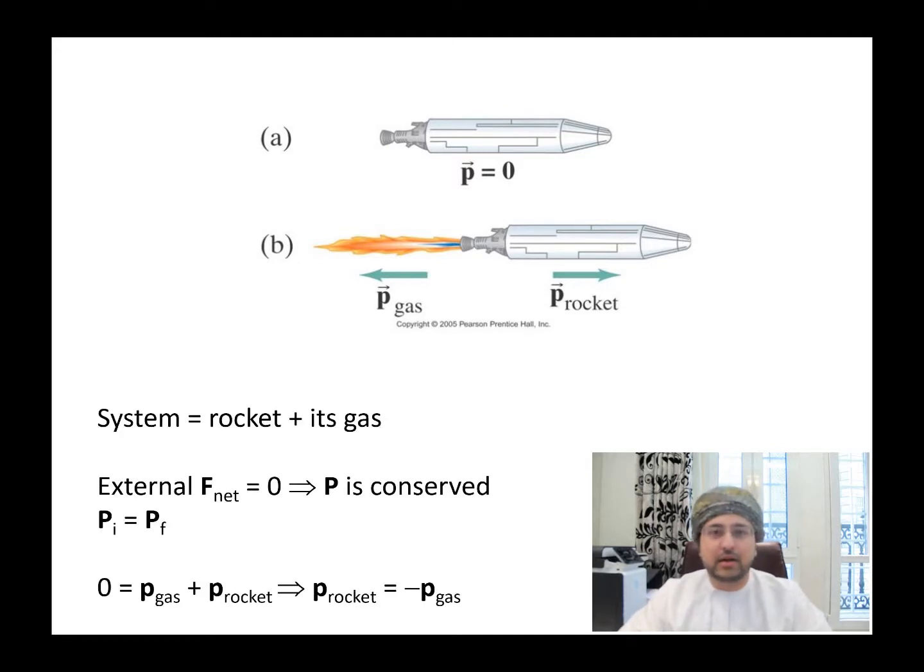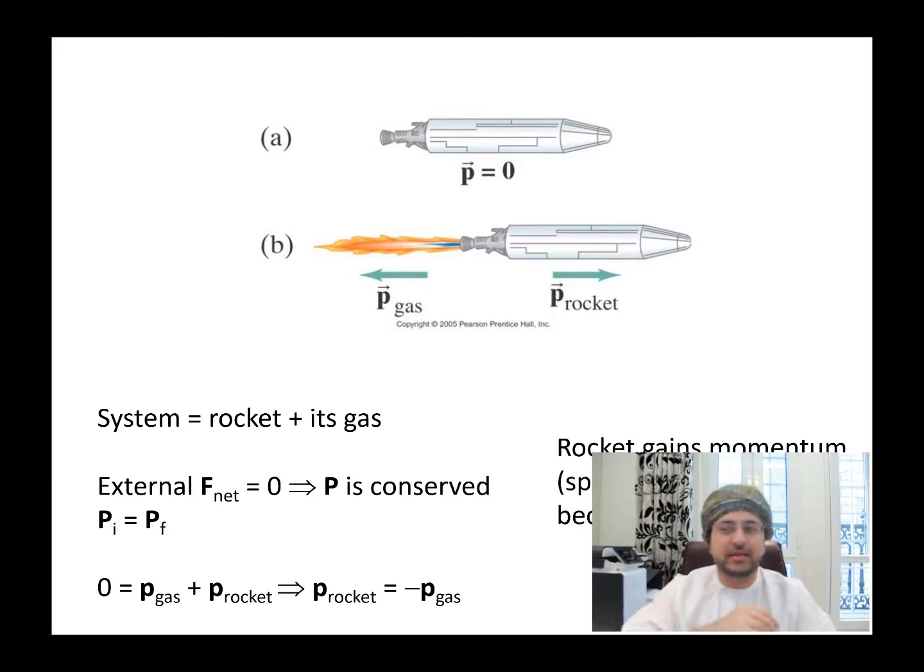We define the entire system as a rocket plus its gas. In this case, it's very clear that there are no external forces, because the gas is coming from inside the rocket. So my external force is 0, P is conserved, P rocket equals minus P gas.